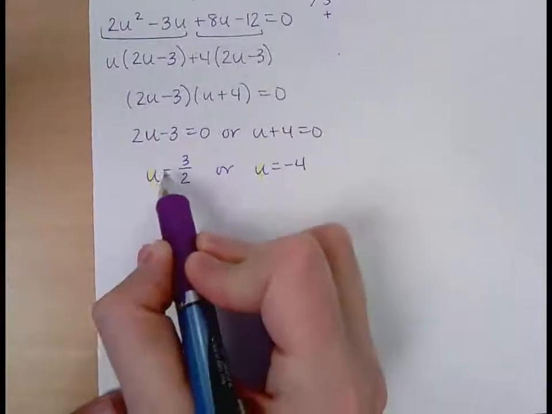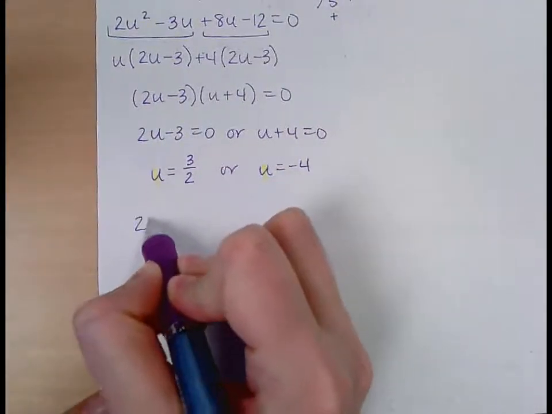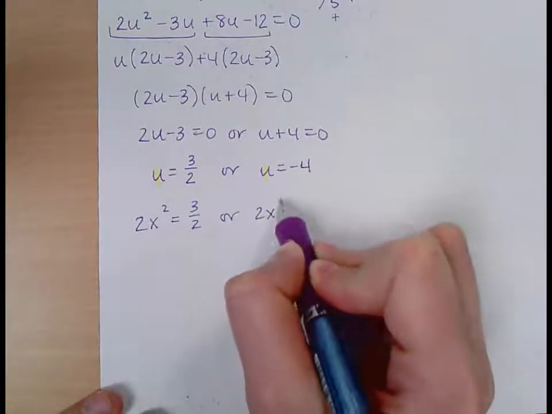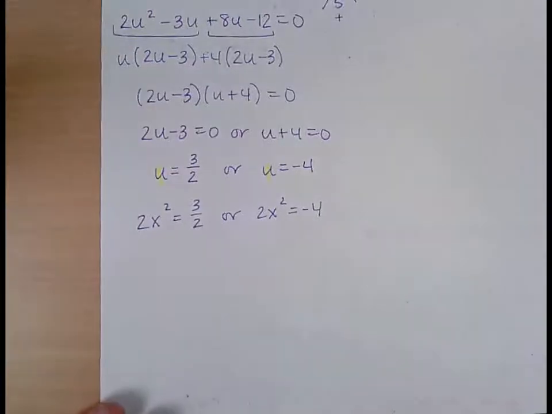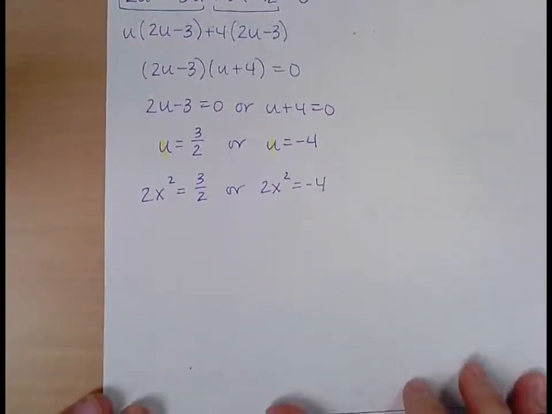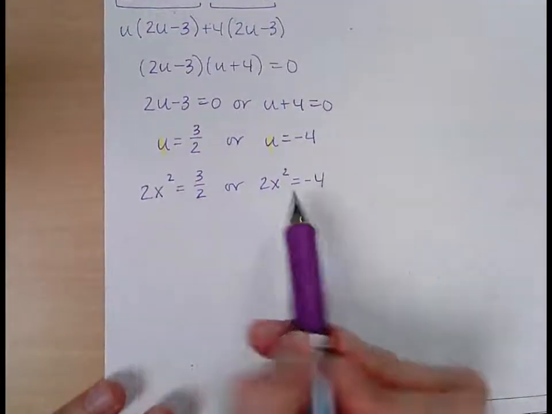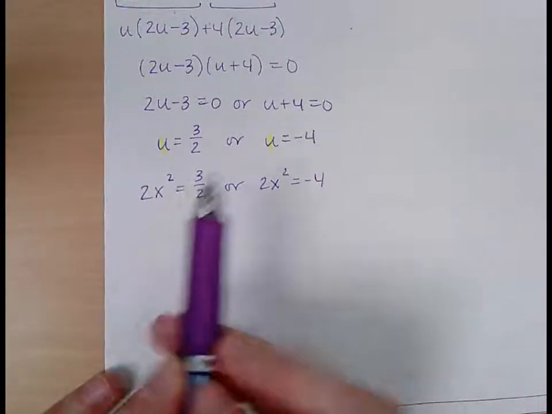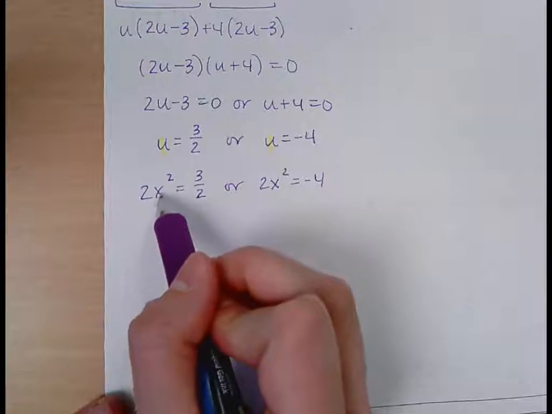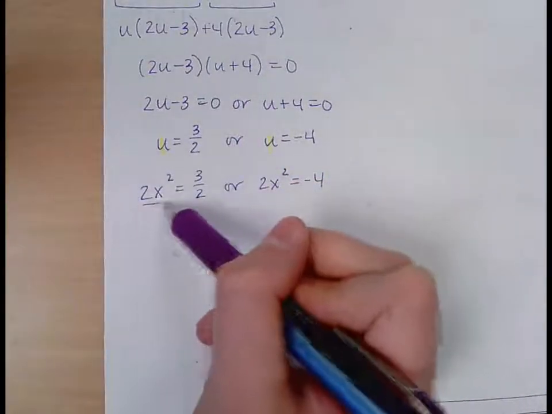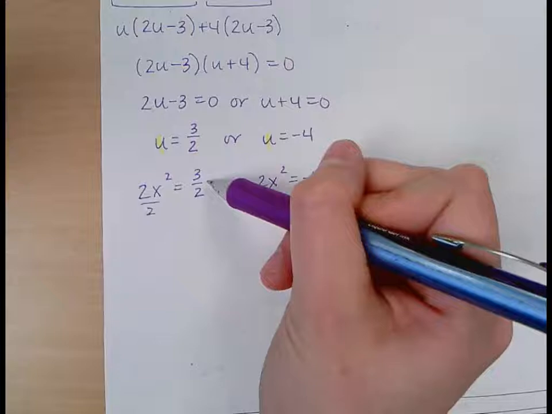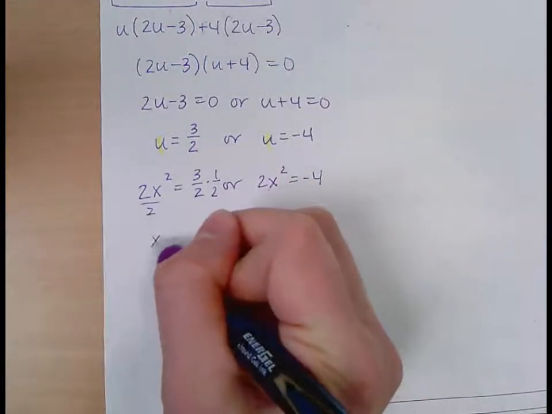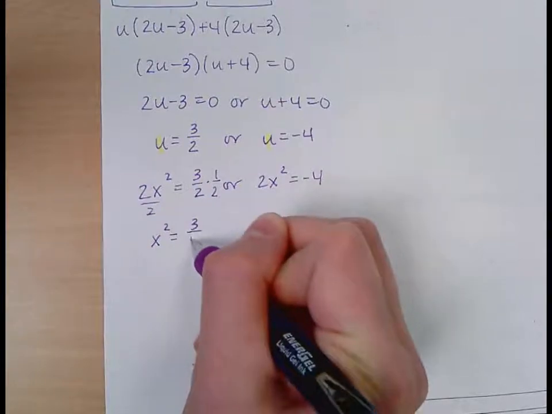So I'm going to replace u with 2x squared. So 2x squared equals 3 over 2, or 2x squared equals negative 4. Now I can solve these both for x. So I'm just going to focus on that first one first. To solve for x squared, or to get x squared alone, I have to divide by 2 with a fraction. That means I'm really multiplying by a half when I divide by 2. So x squared is 3/4.